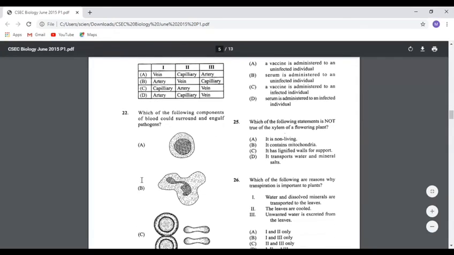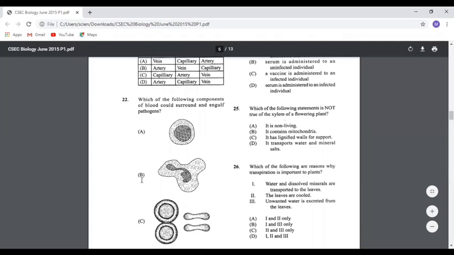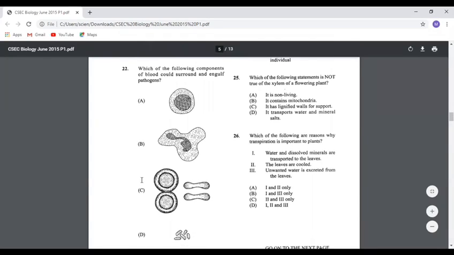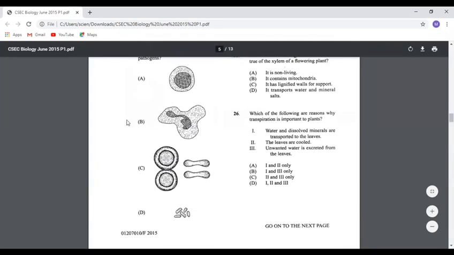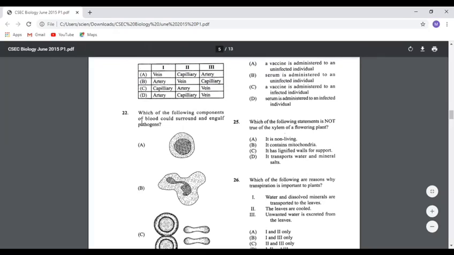22. Which of the following components of blood could surround and engulf pathogens? So we're looking at these components. So we have A. A is a white blood cell, looks like a neutrophil. B is also a white blood cell, looks like a phagocyte. C is the red blood cell, so that's out. And D is platelet. So the answer would be B because it's the phagocyte. And phagocytes engulf bacteria. That's literally its definition.